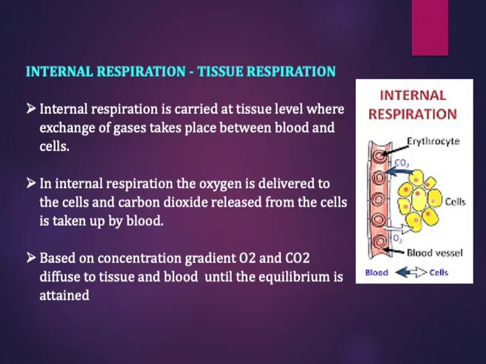In internal respiration, the oxygen is delivered to the cells and carbon dioxide released from the cells is taken up by the blood. Based on the concentration gradient, oxygen and carbon dioxide diffuse between the tissue and blood until the equilibrium is attained. So, unless the equilibrium is attained, the exchange goes on, meaning mutual exchange will be going on until the equilibrium is attained.